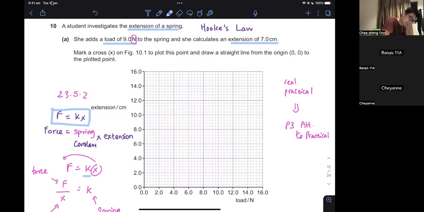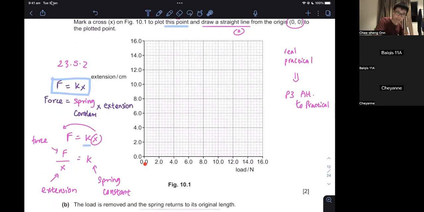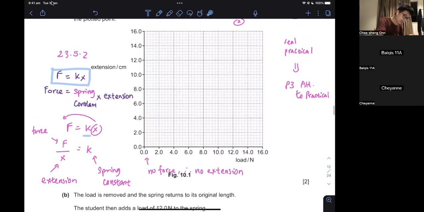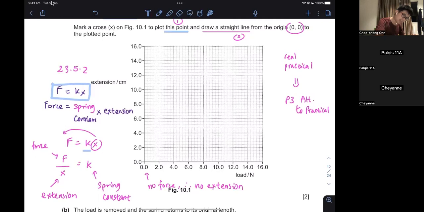We're going to plot this point, number 1. And then you're going to draw a straight line. There has to be a straight line from the origin, so from 0, 0. Because when you don't put any force in it, they could ask you, why do you start from 0, 0? When there is no force, you don't apply any force on the spring. Therefore, no extension. That's why you start from 0, 0. You have a spring, you don't pull it, you don't apply force, then why would it extend? It just stays on its own, right? Stationary.